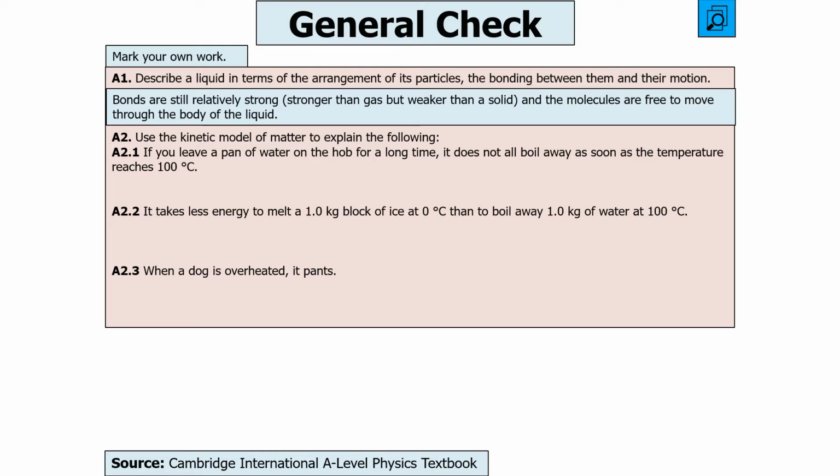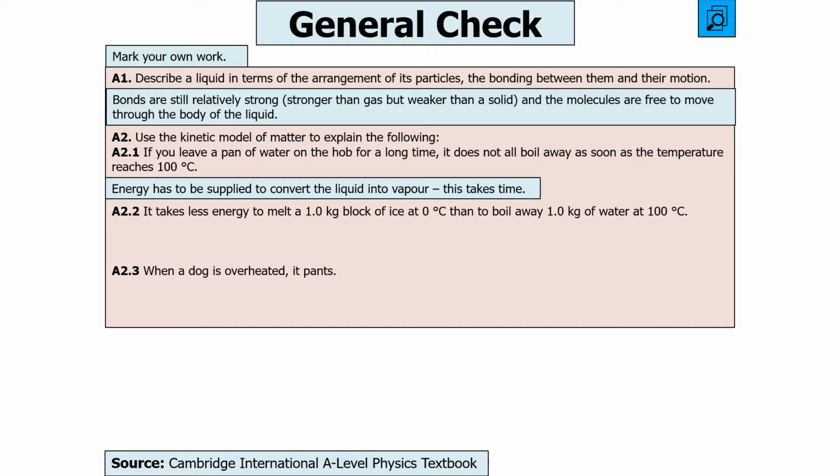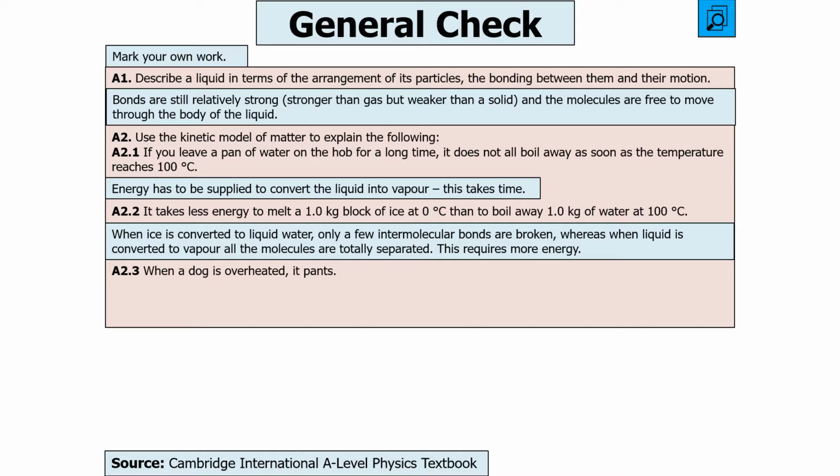Right, in this first question, you know that for a liquid, the bonds are relatively strong. They're stronger than in a gas, but weaker than in a solid, and the molecules are free to move through the body of the liquid. Now in the second one, it's the idea that energy has to be supplied to convert the liquid into a vapour, which takes time. It takes time to break away those bonds. In the third one, when ice is converted into liquid water, only a few intermolecular bonds are broken to go from a solid to a liquid, whilst when you go from a liquid to a vapour, all the molecules are completely separated and all the intermolecular bonds are broken.